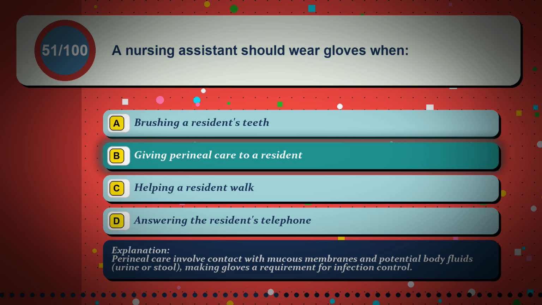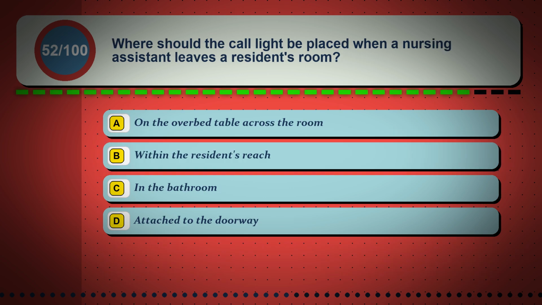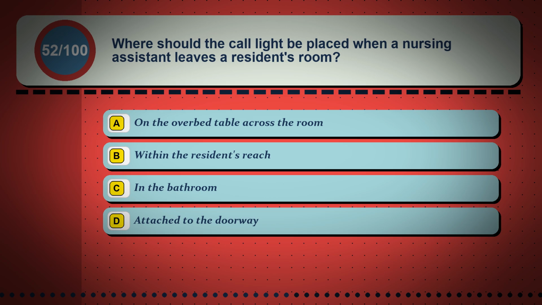Question 52. Where should the call light be placed when a nursing assistant leaves a resident's room? Option A. On the overbed table across the room. Option B. Within the resident's reach. Option C. In the bathroom. Option D. Attached to the doorway.